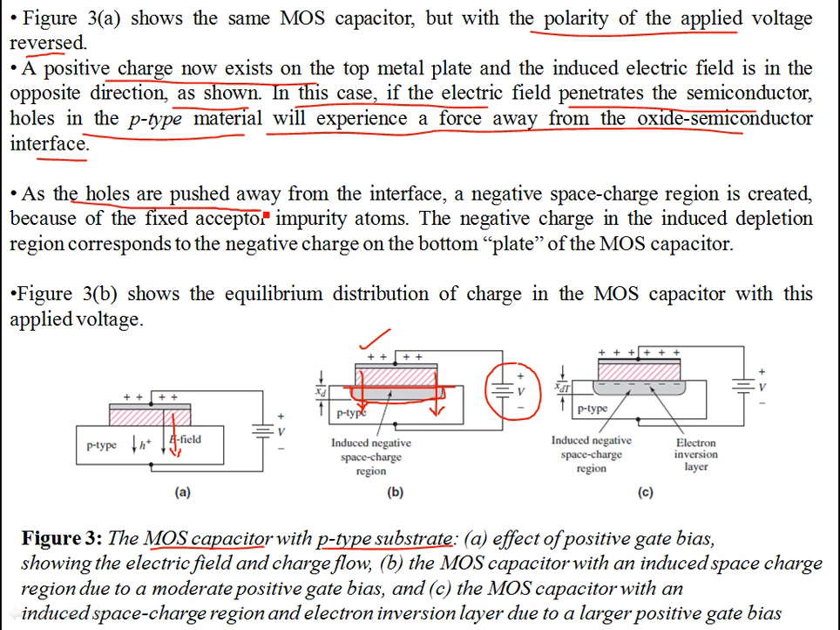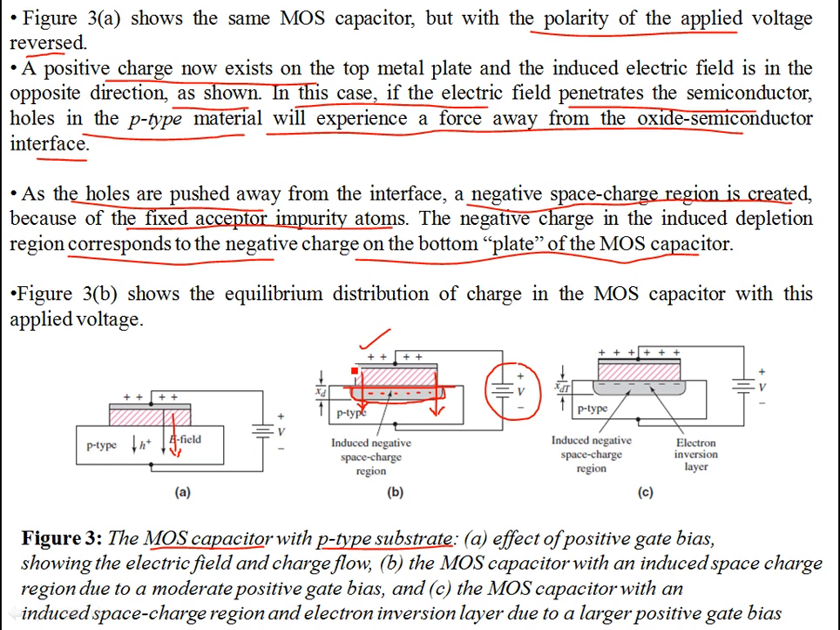As the holes are pushed away from the interface, a negative space charge region is created. This negative space charge is due to the fixed acceptor impurity atoms, which become negatively charged. So you have some negative charges on the bottom plate, and that's how you can appreciate the direction of the field as well, positive to negative again. The negative charge in the induced depletion region corresponds to the negative charge of the bottom plate of the MOS capacitor.